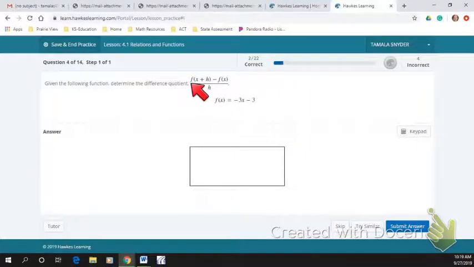So go to function f and replace every x with an x plus h. So what is f of x plus h? Let's just do that part of it.